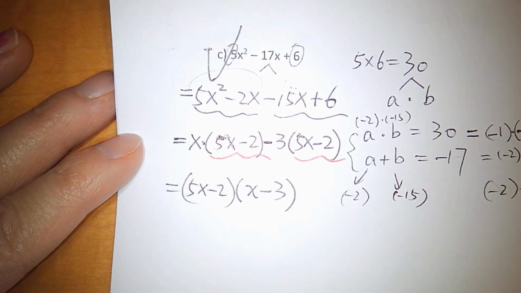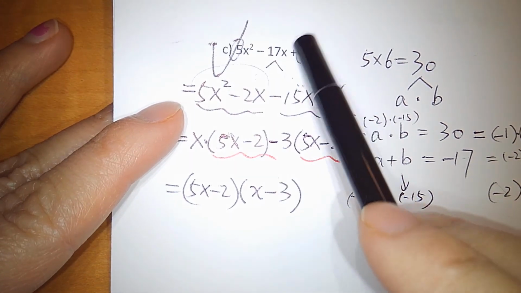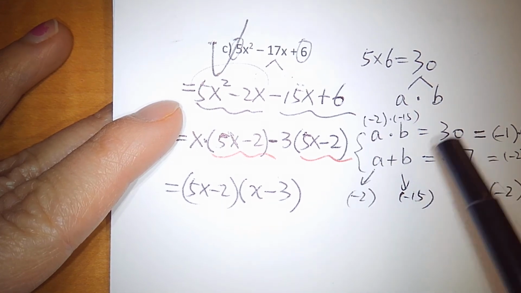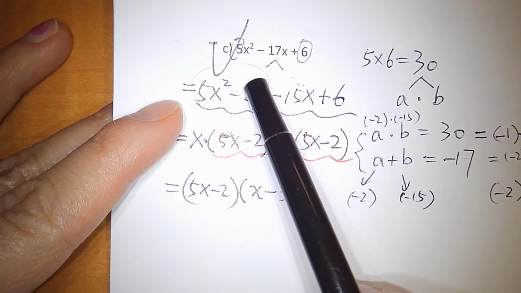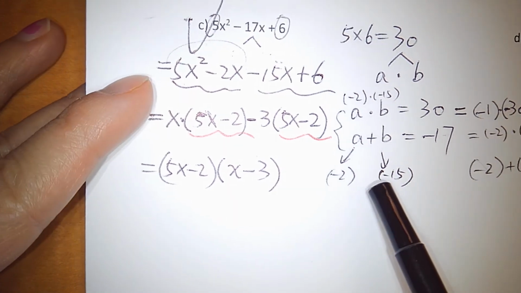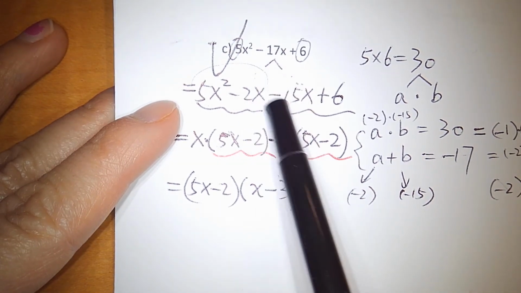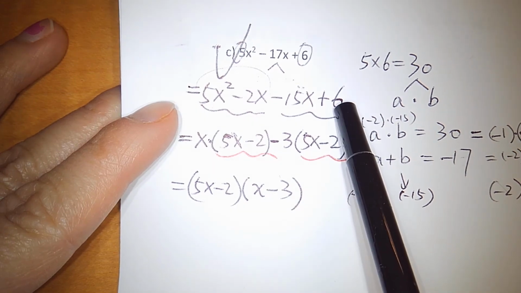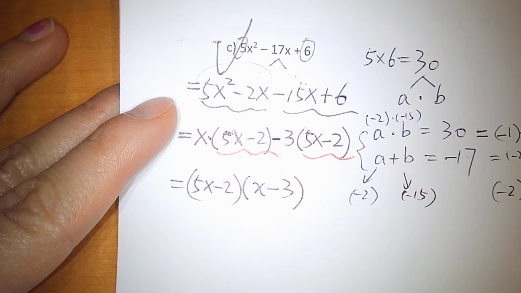Let's summarize how to do it, guys, by the grouping method. First, use A times C, which gives us 30. Factor 30 such that these two values sum to capital B. We did it: negative 2, negative 15. Split the middle term into two terms. So now we have 4 terms. And then pair them two terms by two terms and factor by grouping.